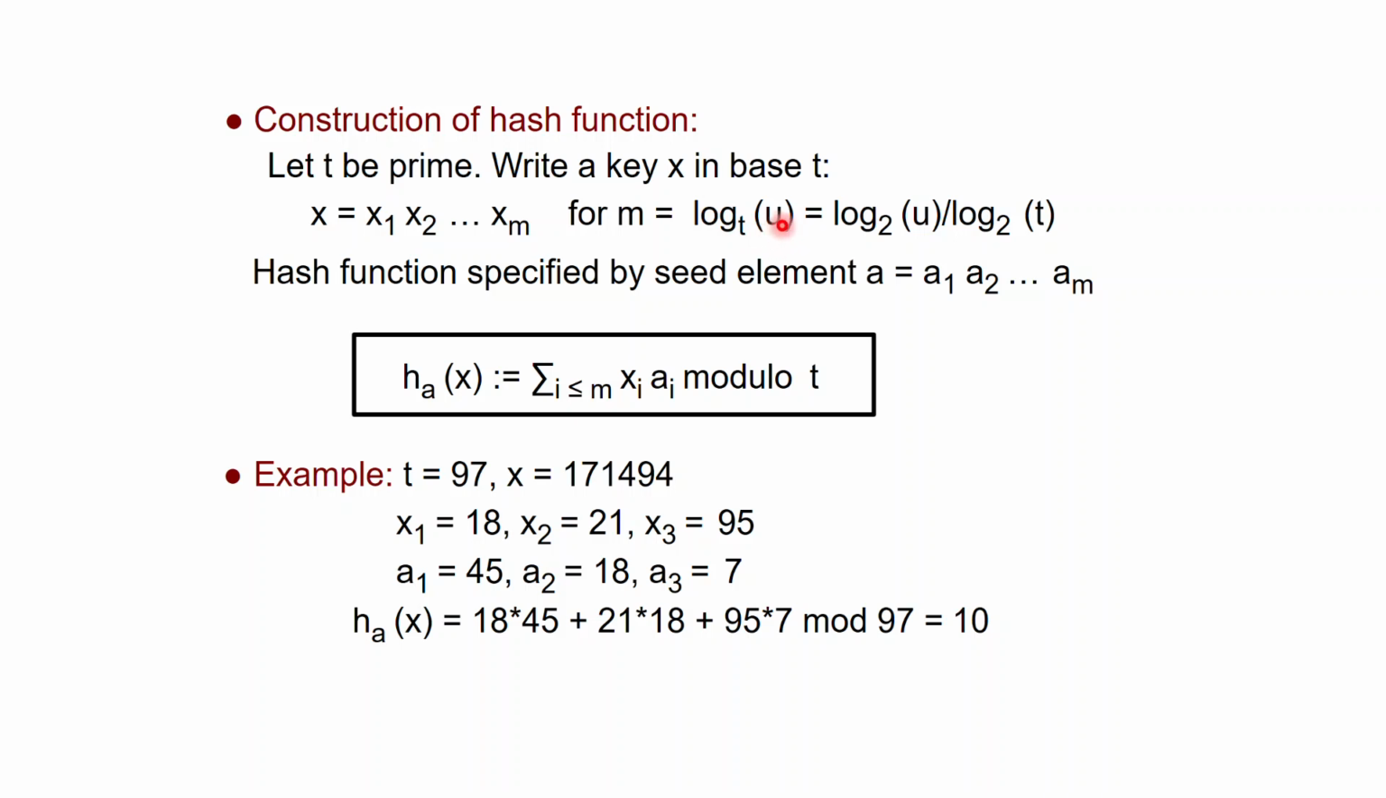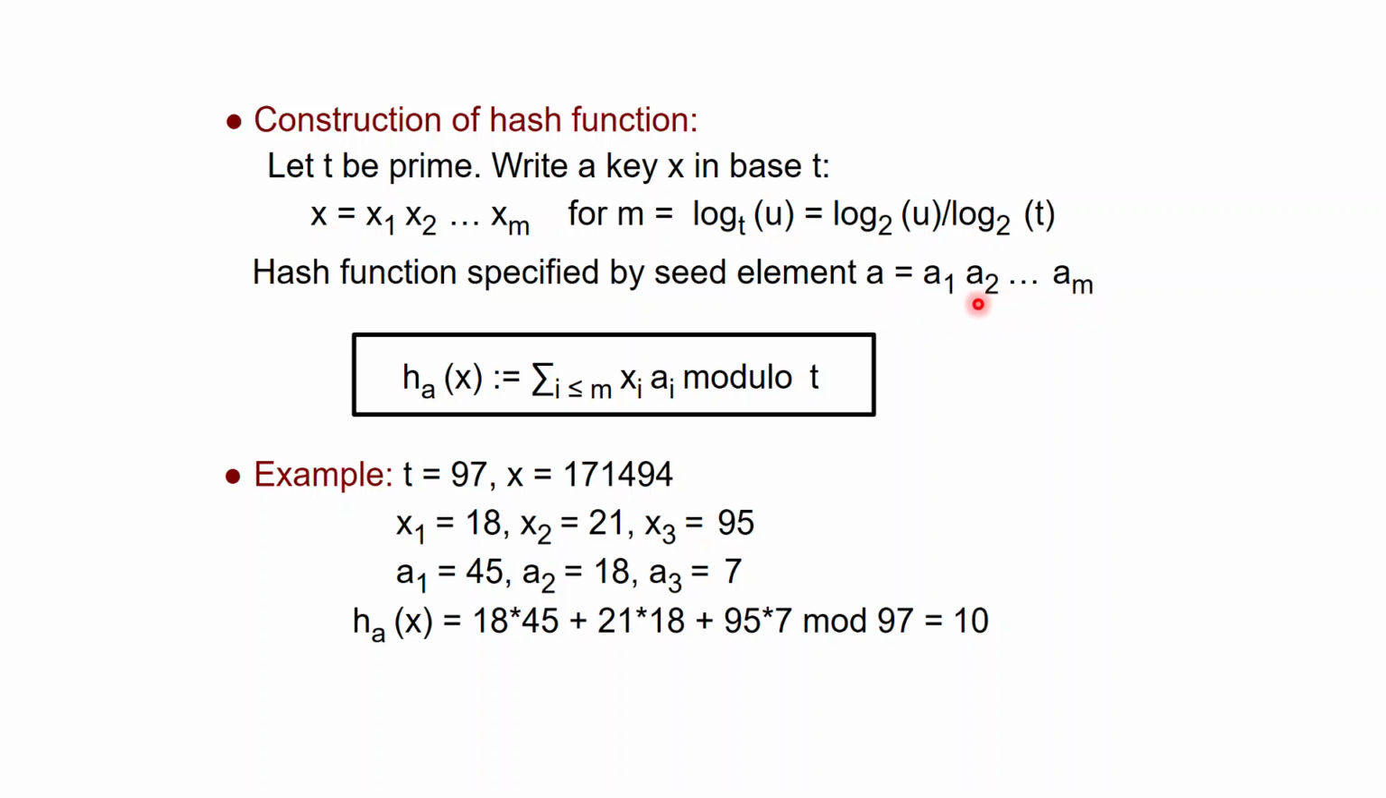Okay, so if you have numbers from 1 to u and you want to write them in base t, then you need log base t of u digits, which is the same thing as log base 2 of u divided by log base 2 of t. Okay, so the hash function itself is going to be specified by a seed element a, which again I'm going to think of as being written in base t.